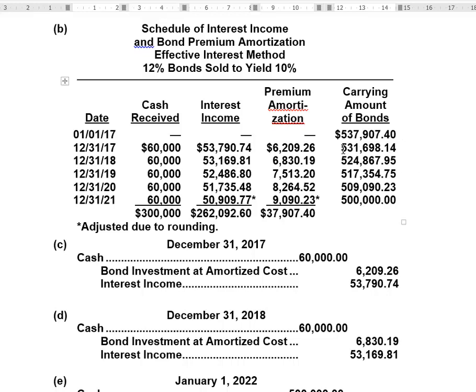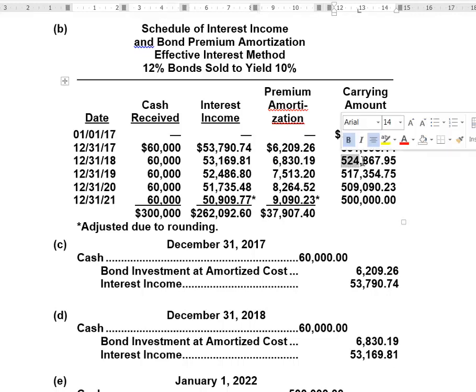We will use the carrying value of the bond here in order to calculate the interest income. So the carrying value here times 10% is going to give us $53,169.81. So the difference between this interest income and cash received in 2018 is $6,830.19. So we're going to amortize that premium to the bond.